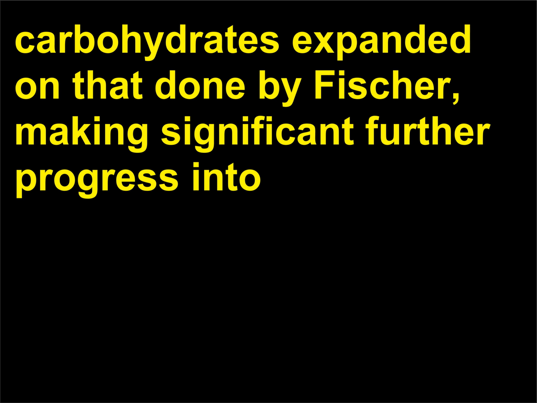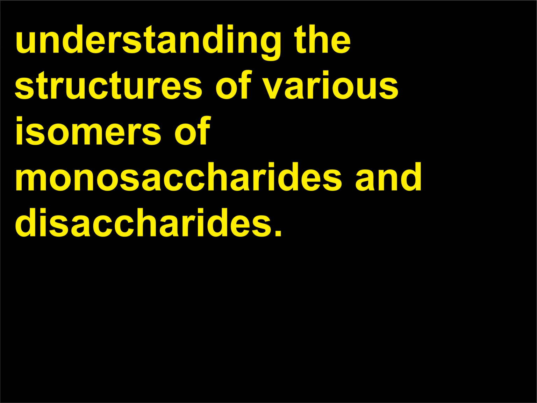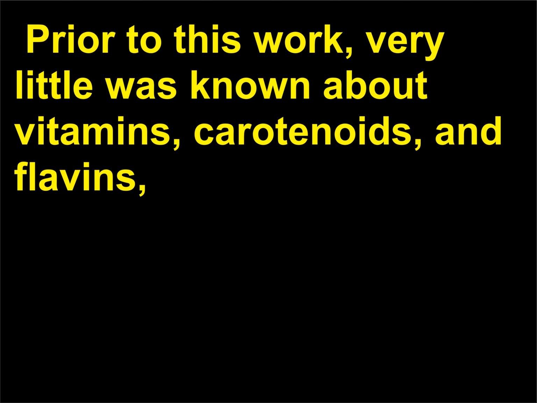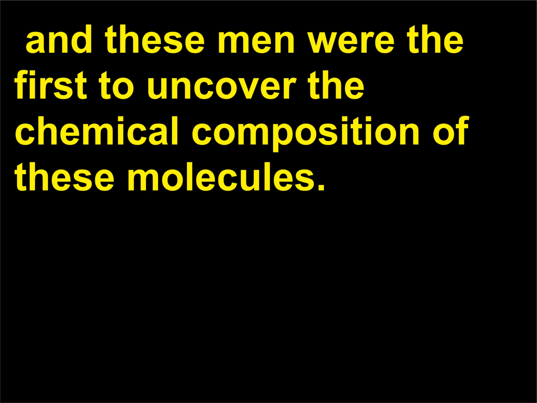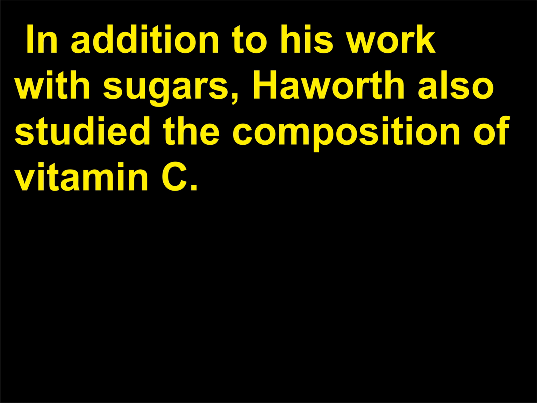carbohydrates expanded on that done by Fischer, making significant further progress into understanding the structures of various isomers of monosaccharides and disaccharides. Prior to this work, very little was known about vitamins, carotenoids, and flavins. And these men were the first to uncover the chemical composition of these molecules. In addition to his work with sugars, Haworth also studied the composition of vitamin C.